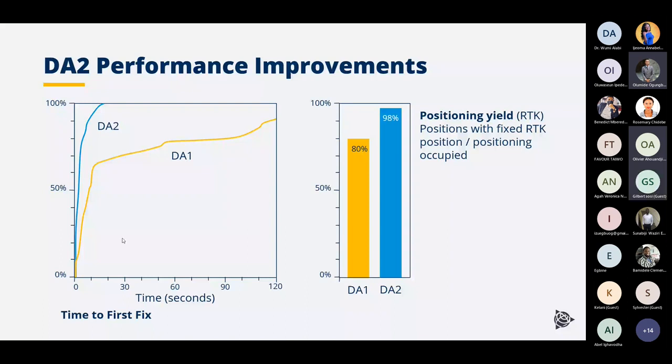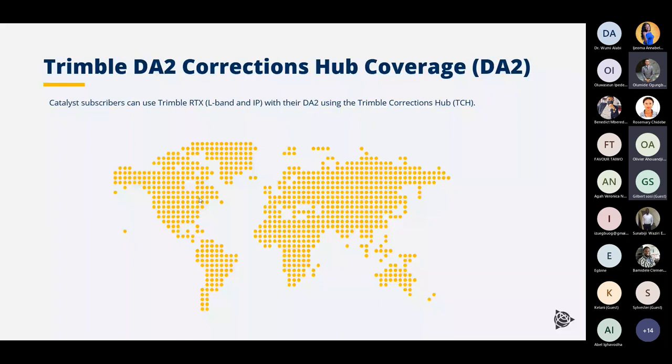This is just a map to show the coverage of the Trimble Corrections Hub. As you can see, the Corrections Hub coverage for the DA2 is all over the world. We are in Africa. In Ghana, for instance, you can see there the yellow dots signify where you are able to enjoy this Corrections Hub with the DA2 antenna. It's a global coverage.